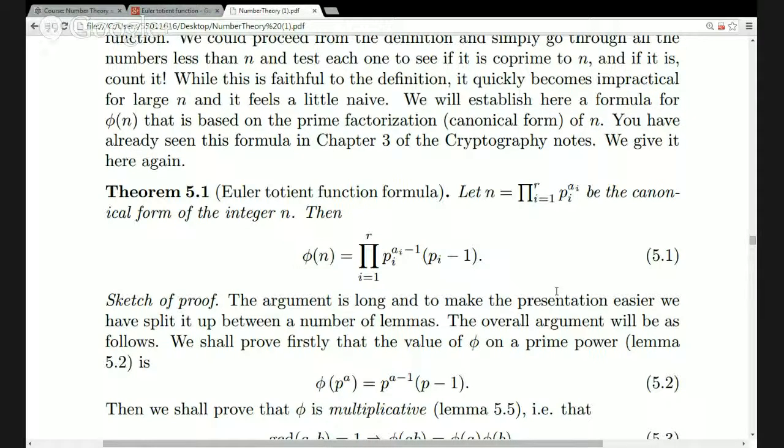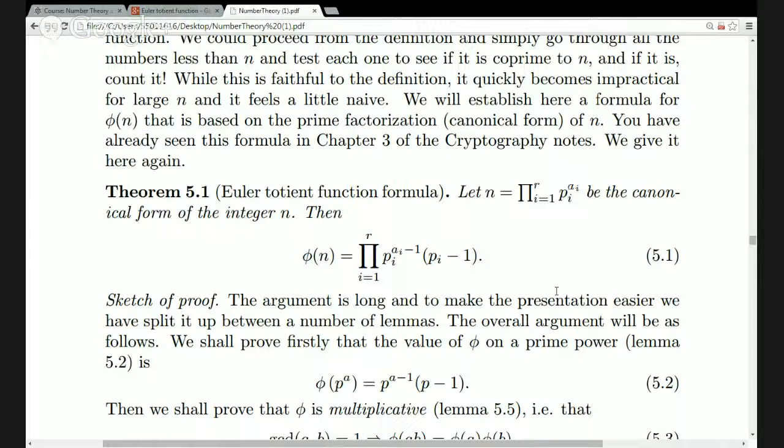Has Andy shown you this formula in the cryptography? No. So just ignore that reference to chapter 3 of the cryptography notes. I think that was from a few years ago when there was a different lecturer, and she did make use of the formula before this point.